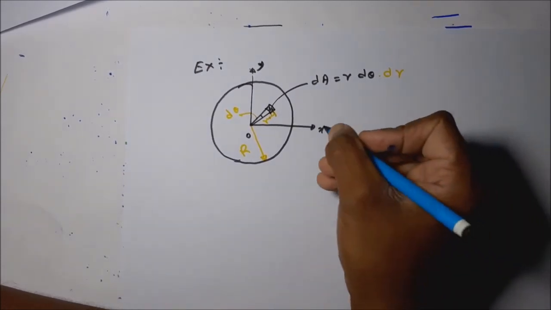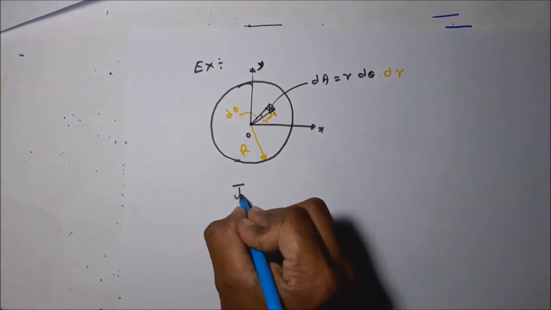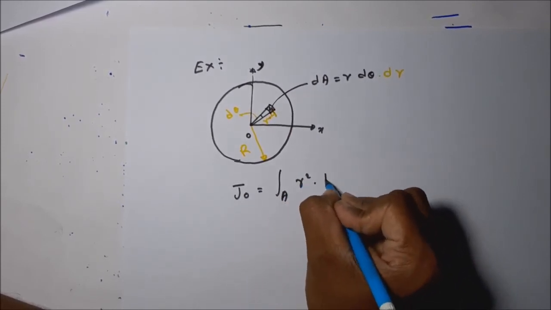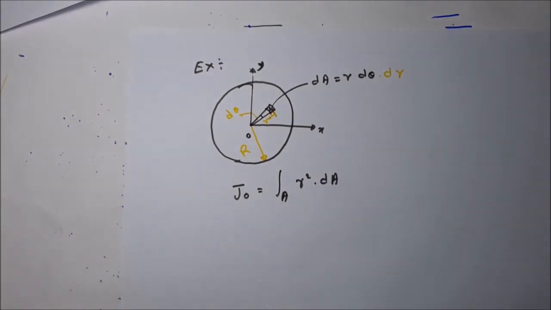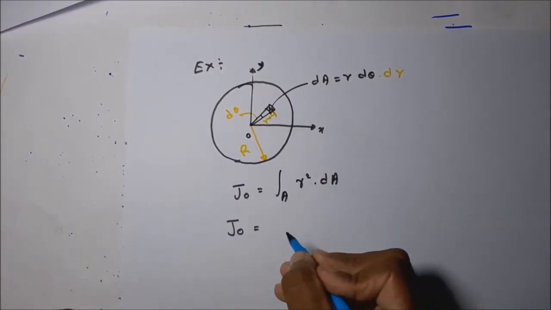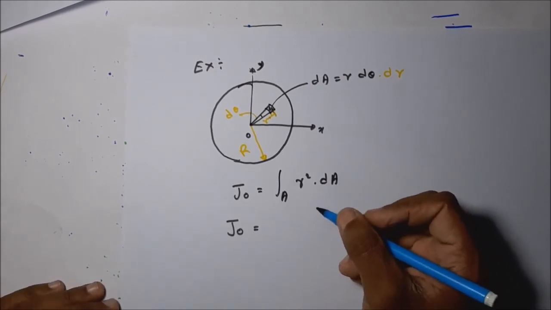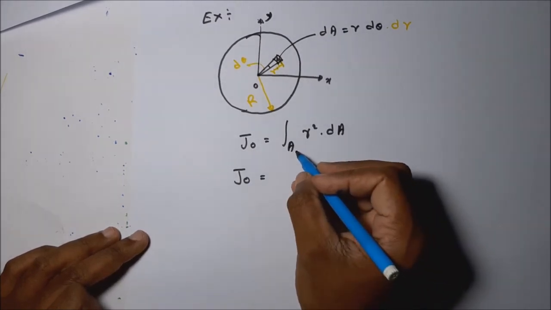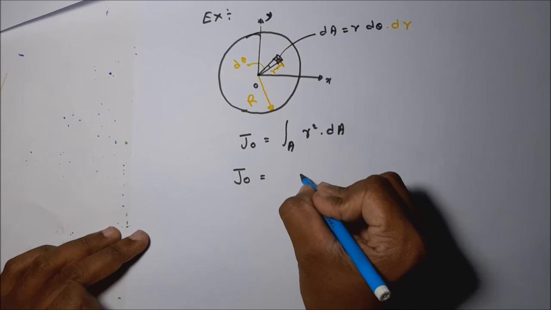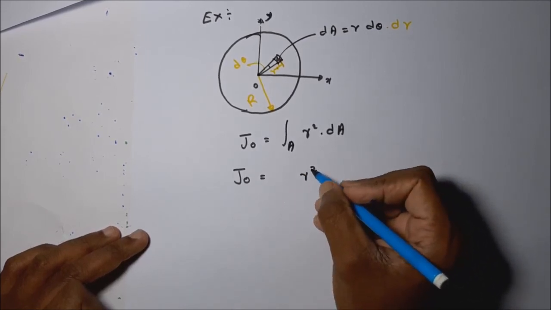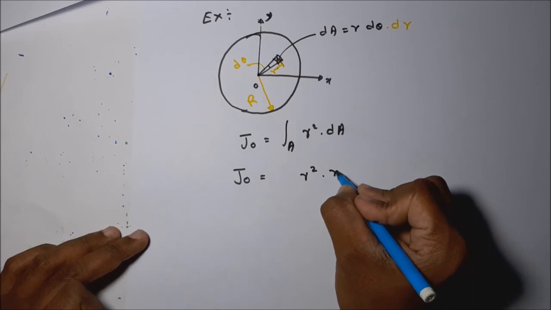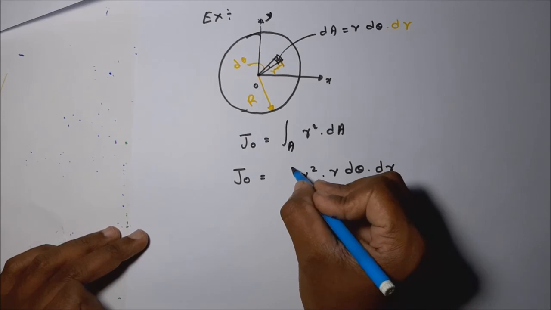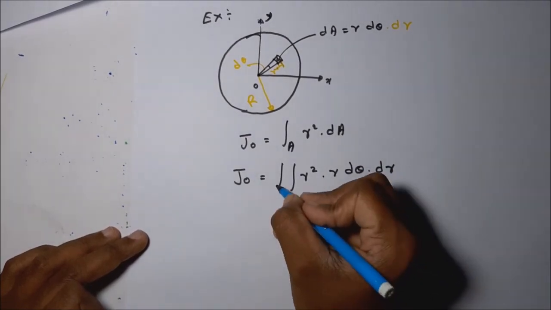So what is our definition? J naught is equal to the integral over the surface area of r square dA. This is our definition. Then J naught is equal to the integral of r square into r d theta into dr. Here we have two variables, so we have to define a double integral.